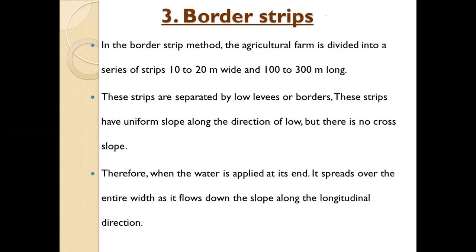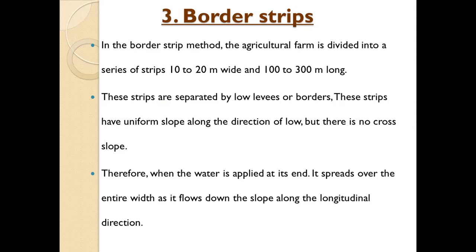The third one is border strips. In the border strip method, the agricultural farm is divided into a series of strips with dimensions of 10 to 20 meters wide and 100 to 300 meters long. These strips are separated by low levees or borders. These strips have a uniform slope along the direction of flow, but there is no cross slope. Therefore, when the water is applied at the upper end, it spreads over the entire width as it flows down the slope along the longitudinal direction.